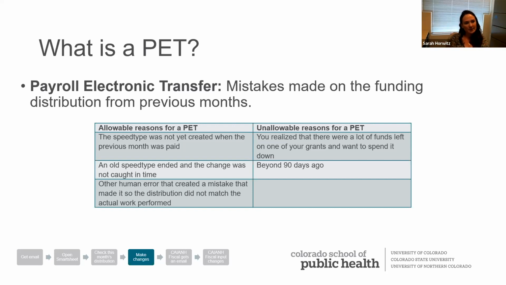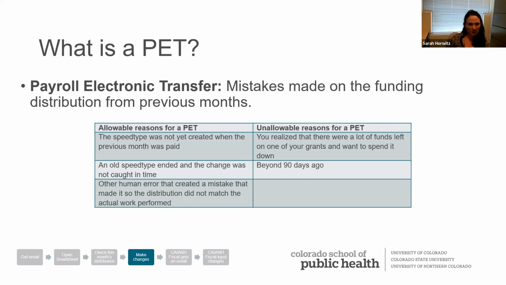Another is that an old speed type ended and we didn't catch it in time and it hit a different account, or other general human error that created a mistake, so that the distribution did not match the actual work performed.